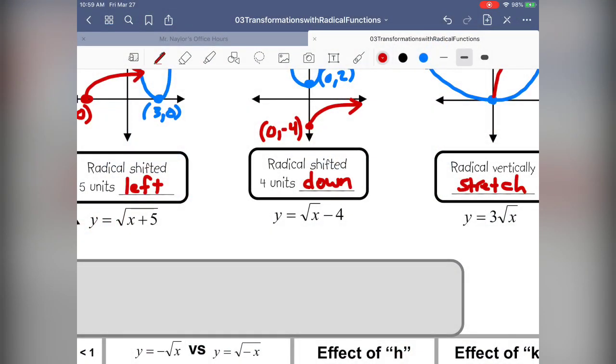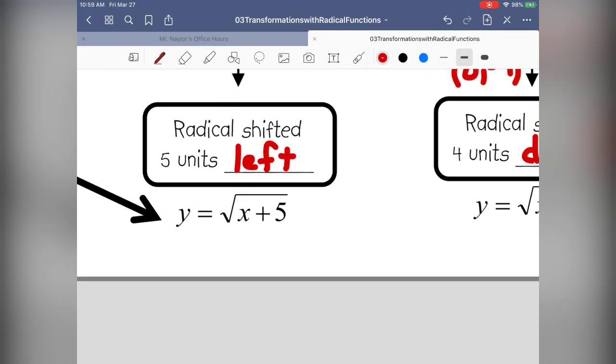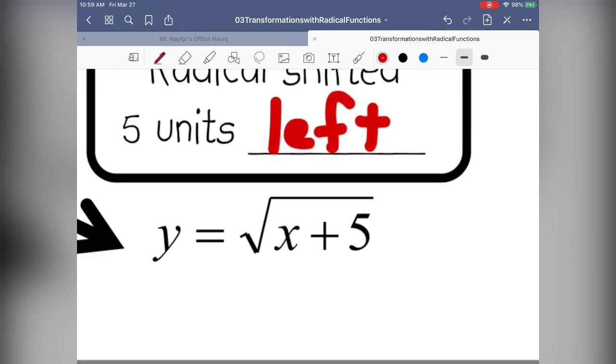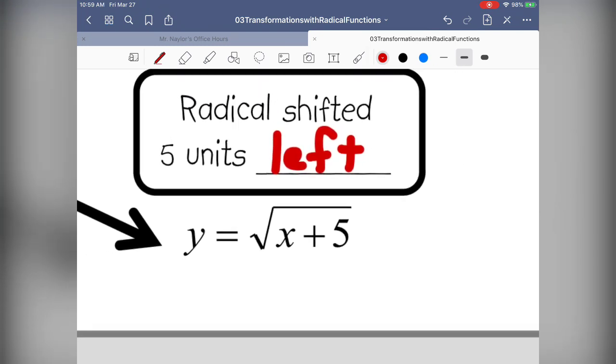Now, each of these 3 radical graphs allows you to see a different transformation. Notice again, when you have a number on the inside, it's actually under the square root.